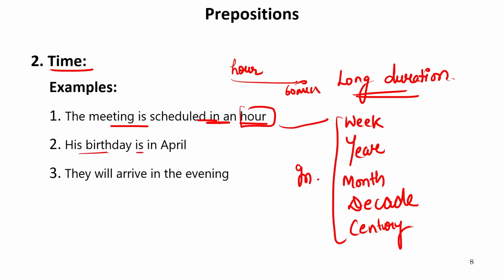His birthday is in April. Now, April is a month. So before April, we are using in preposition. They will arrive in the evening. Again, evening is part of time. Therefore, we are using in before it.